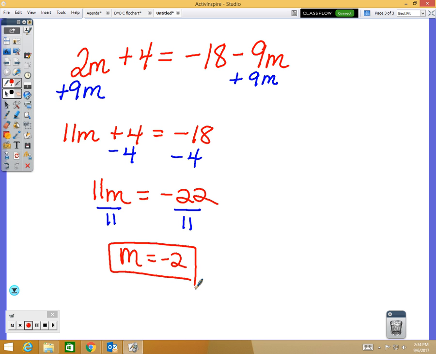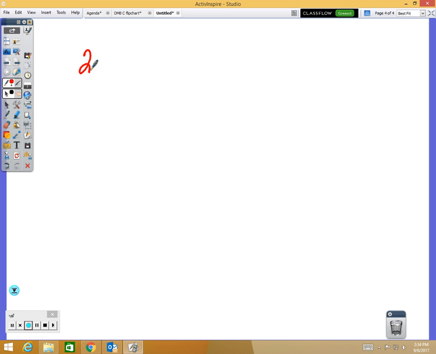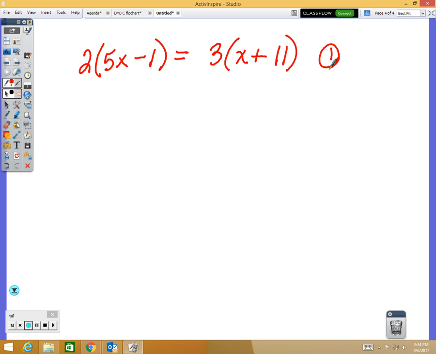All right, let's bump it up a notch and get a little harder. So the next ones that I'm going to show you are going to include the distributive property. So before we move anything, we have to distribute. Distributing is going to be our first step, okay? Yes, this is our next example.